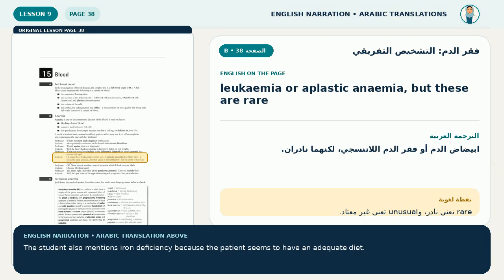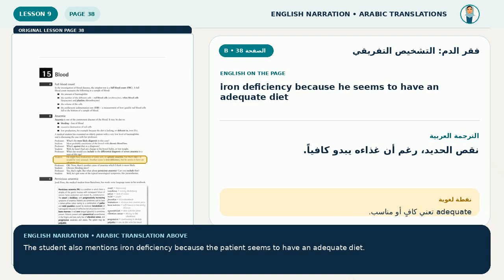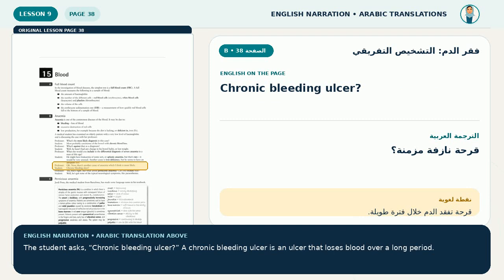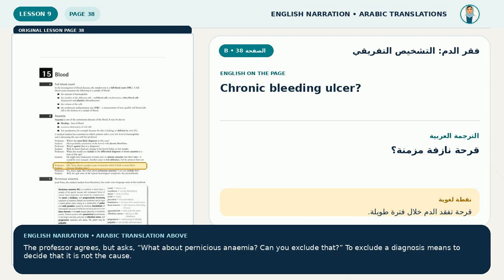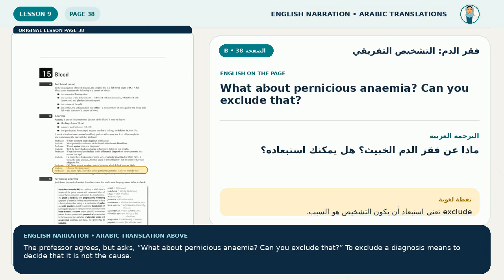The student also mentions iron deficiency because the patient seems to have an adequate diet. Adequate means enough or sufficient. The professor then suggests another, more likely cause. The student asks, chronic bleeding ulcer? A chronic bleeding ulcer is an ulcer that loses blood over a long period. The professor agrees, but asks, what about pernicious anemia? Can you exclude that? To exclude a diagnosis means to decide that it is not the cause.